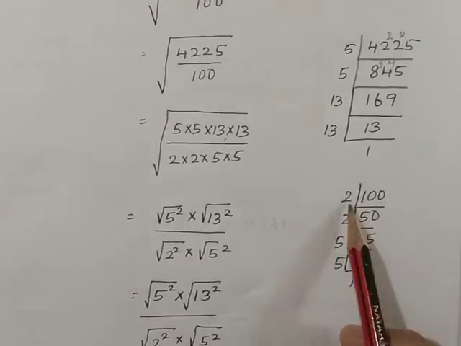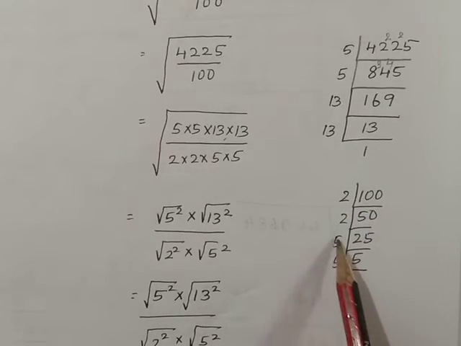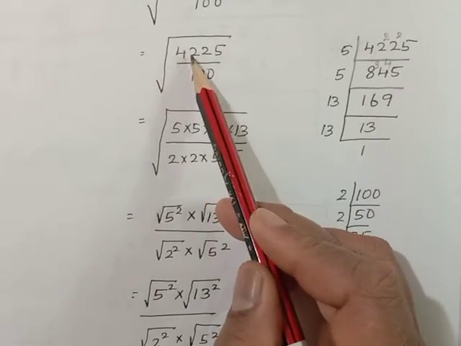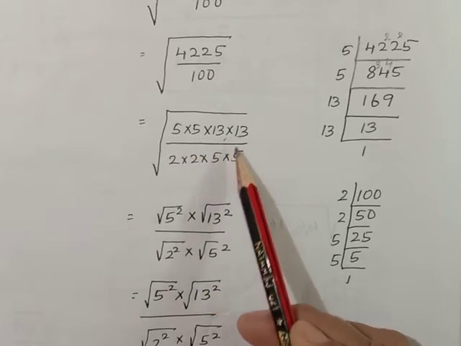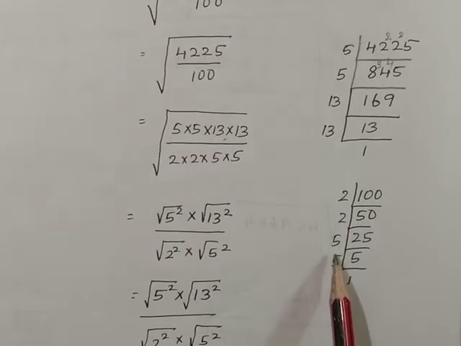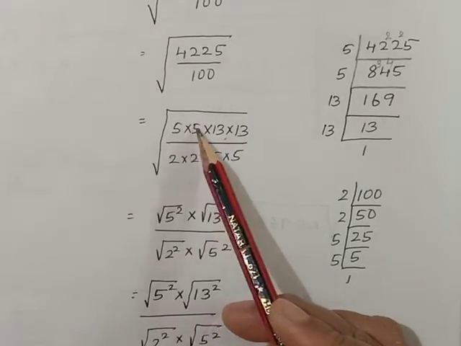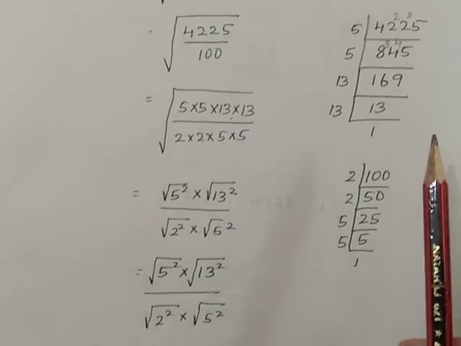Now 100. By 2 this is 50 times. By 2 this is 25 times. 25 can be written as 5 5s are 25. 1 5s are 5. Now 4225 can be written as 5 into 5 into 13 into 13, divided by 2 into 2 into 5 into 5. Now we can divide them into pairs. 5 into 5 can be written as 5 square. 13 into 13 can be written as 13 square.